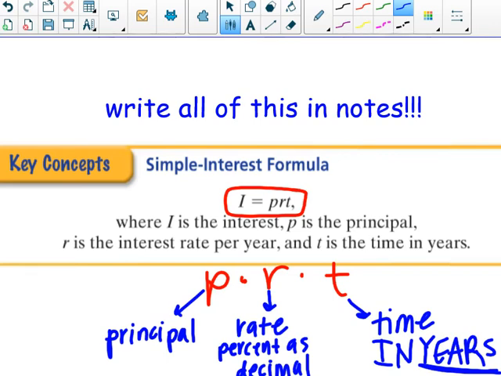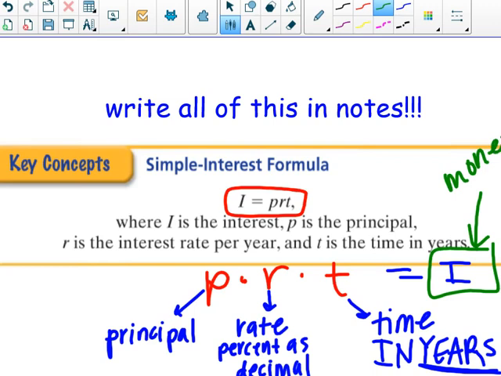So my banker Charles is going to take principal times the rate times the time, and he is going to tell me what interest I get from the bank. Do you need to pause and make sure you have all this written down?